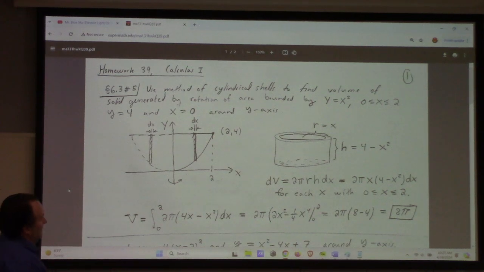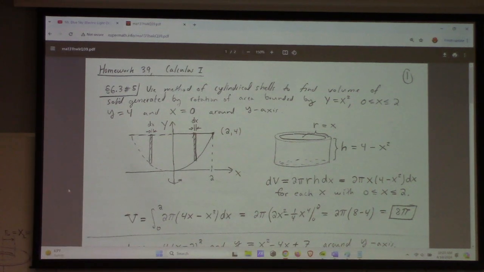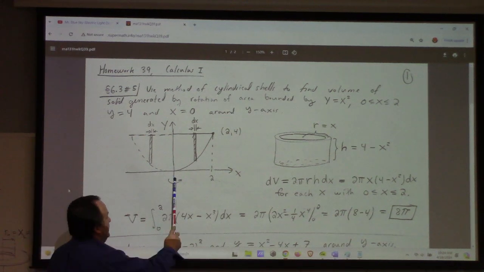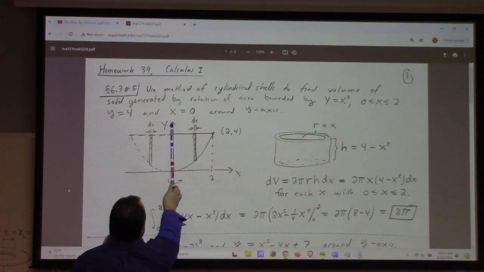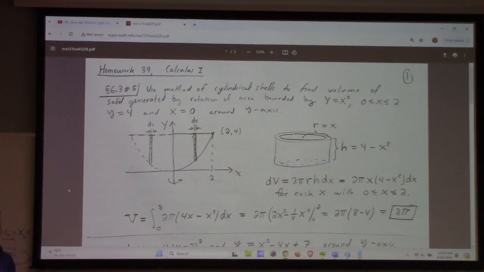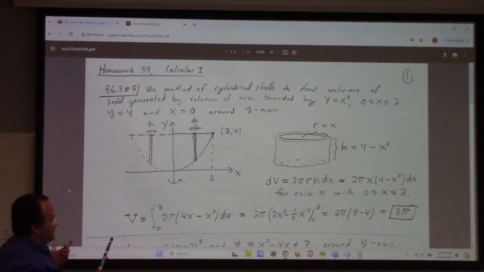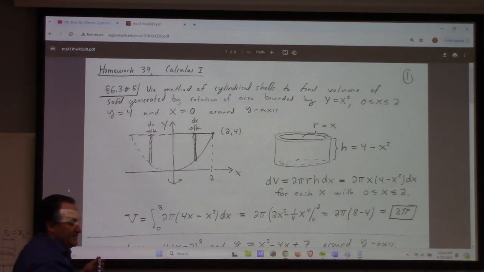So the base of the region that we're rotating in this example is here. The top is this y equals 4, right? We're going from x equals 0 over to x equals 2, and that whole thing is rotating around the y-axis. Now, this problem probably could have been done with washers also, but doing it with shells just for illustrative purposes. It's from section 6.3 in some edition of Stewart, the section on cylindrical shells.